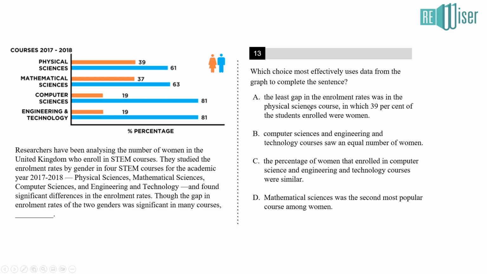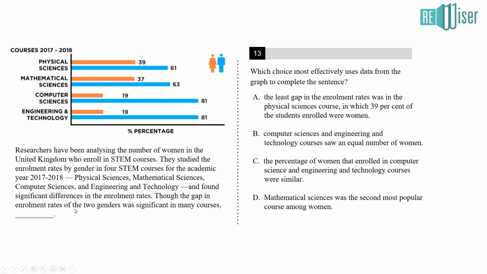Option A. The least gap in the enrollment rate was in the physical science course, in which 39% of the students enrolled were women. Option B. Computer science and engineering and tech courses saw an equal number of women. Option C. The percentage of women that enrolled in computer science and engineering was similar. And option D. Mathematical sciences was the second most popular course of women.